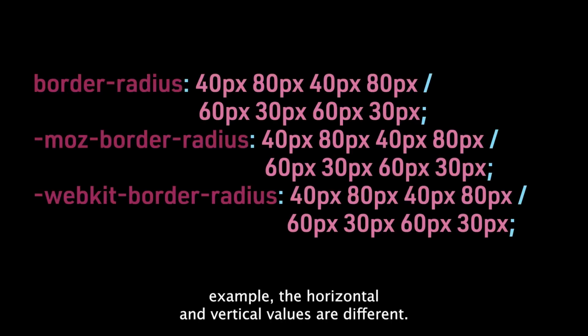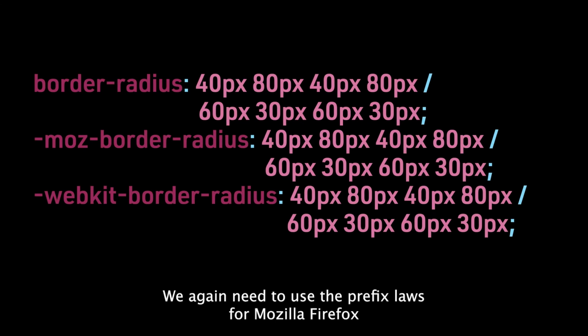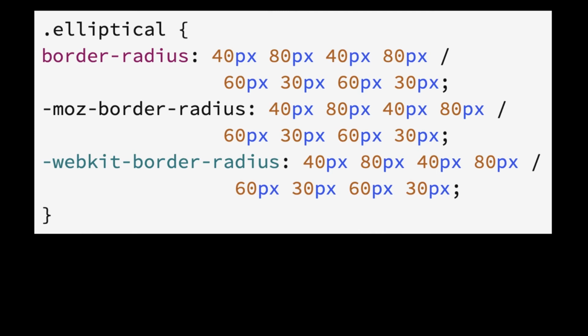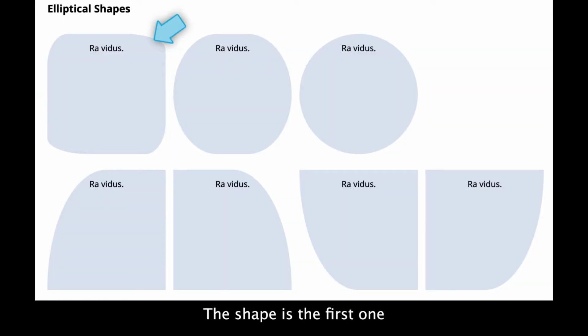In this example, the horizontal and vertical values are different. We again need to use the prefix Moz for Mozilla Firefox and WebKit for Apple Safari. This is for cross-browser compatibility. This is how the code looks for our example. The shape is the first one on the upper row.